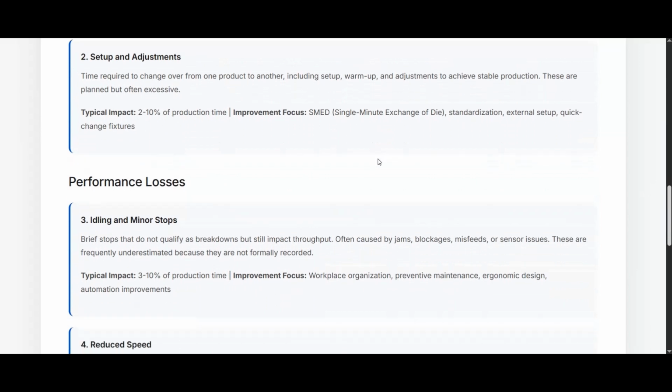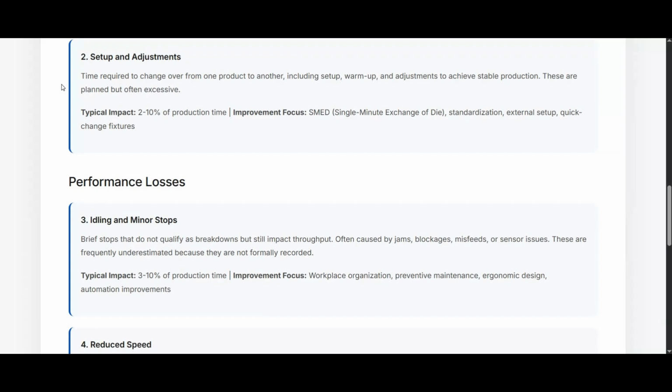Next, setup and adjustments. The second loss type under availability is setup and adjustments, and this includes the time you spend changing from one product to another, setup, warm up, calibration, or fine-tuning the machine. Even though these are planned activities, they often take longer than expected in real life, and typically setup and adjustment losses consume 2 to 10% of production.